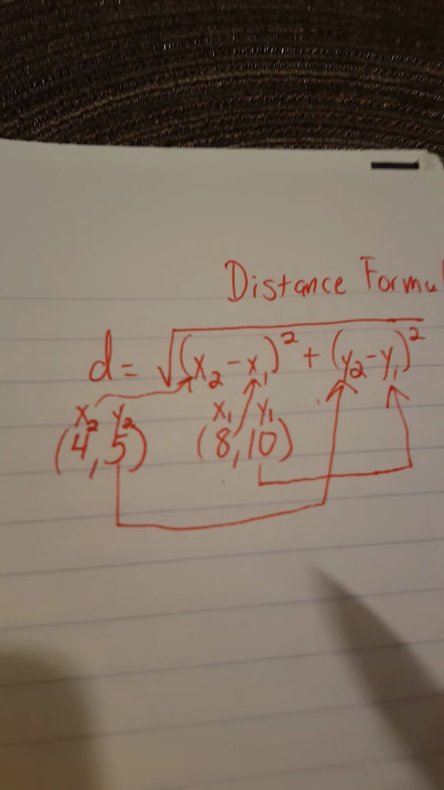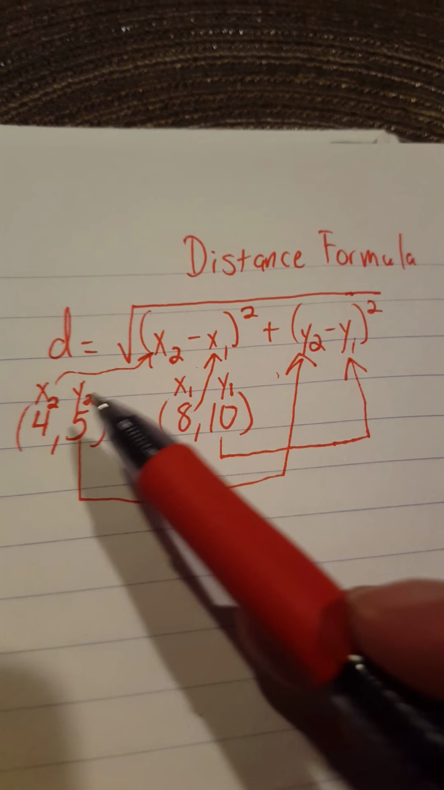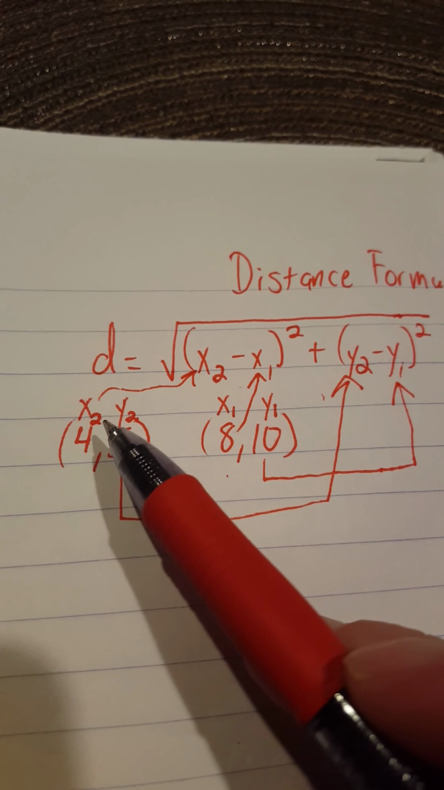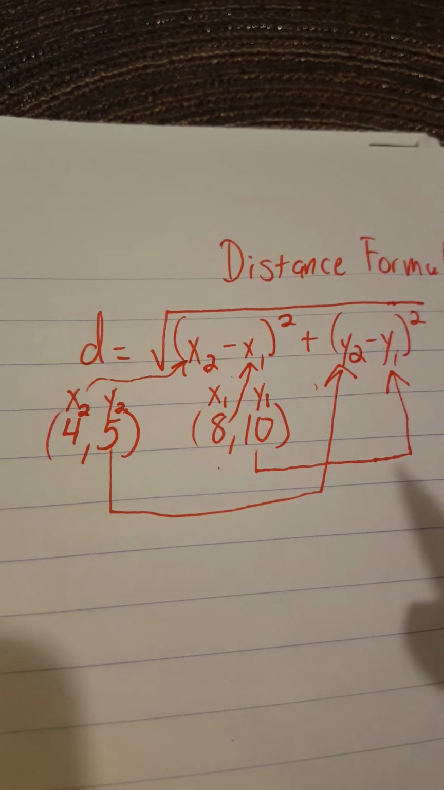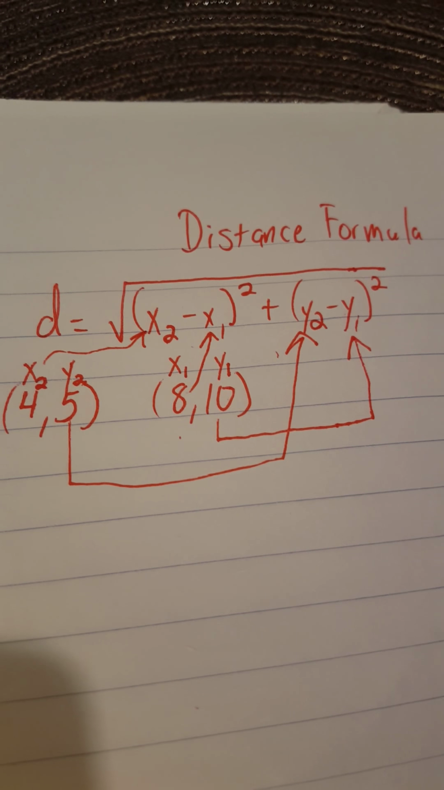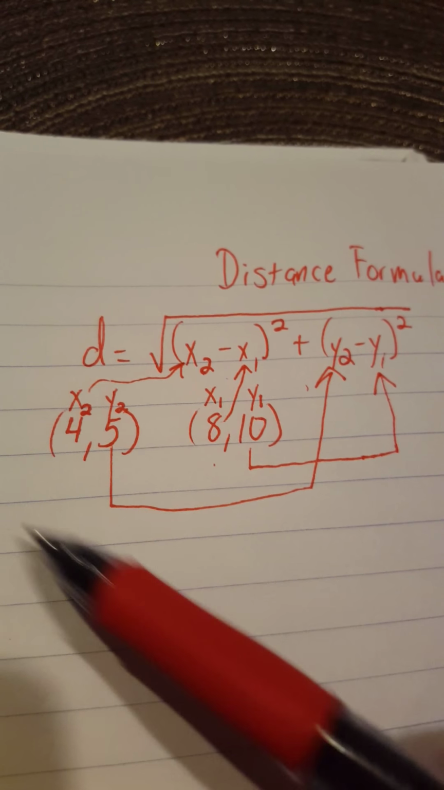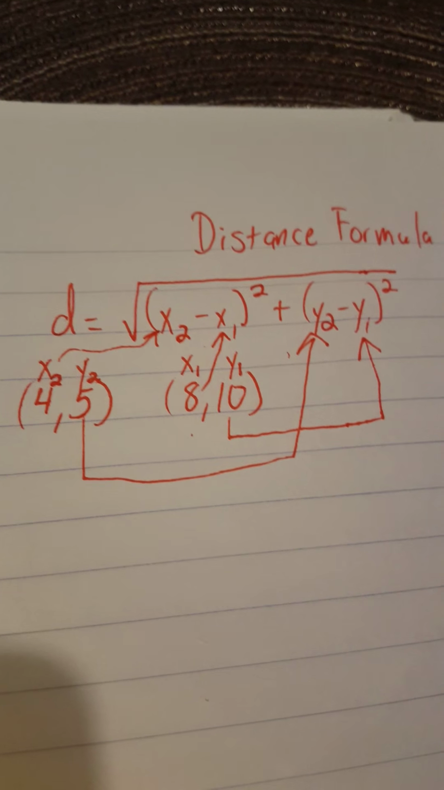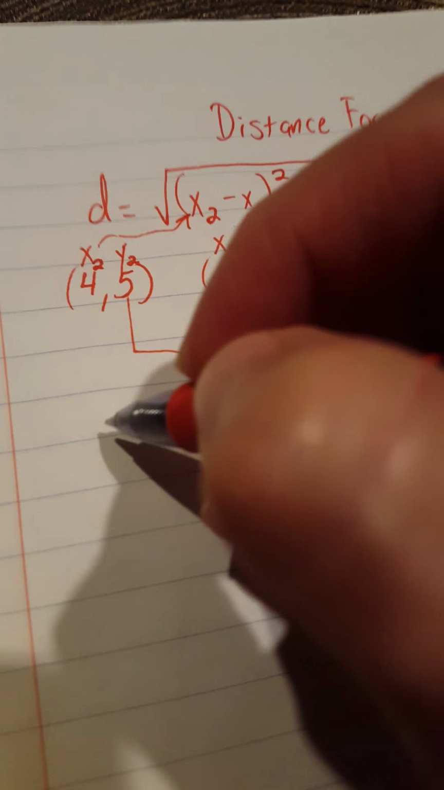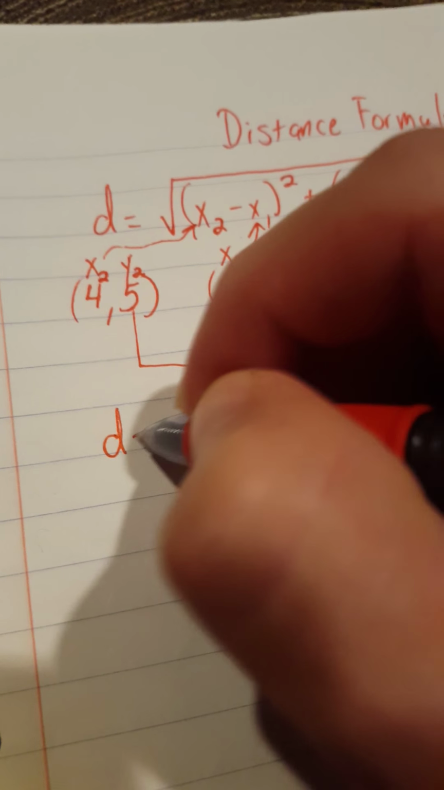And it doesn't matter which one you pick in the beginning. Like say if you wanted this to be x1 and this one to be y1, you can totally do that. And most of the time I pick this one to be x1, y1, but it doesn't really matter. Okay, so let me show you when you plug everything in, this is what you would get. Again, I just made up these points.